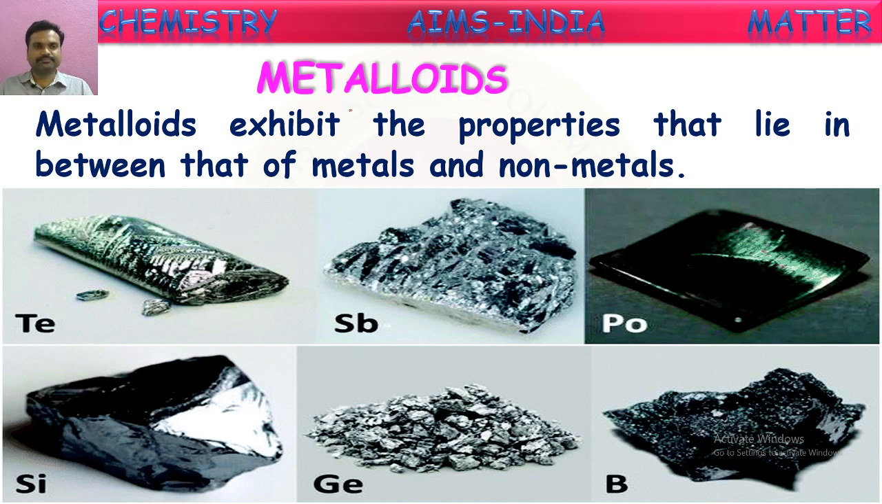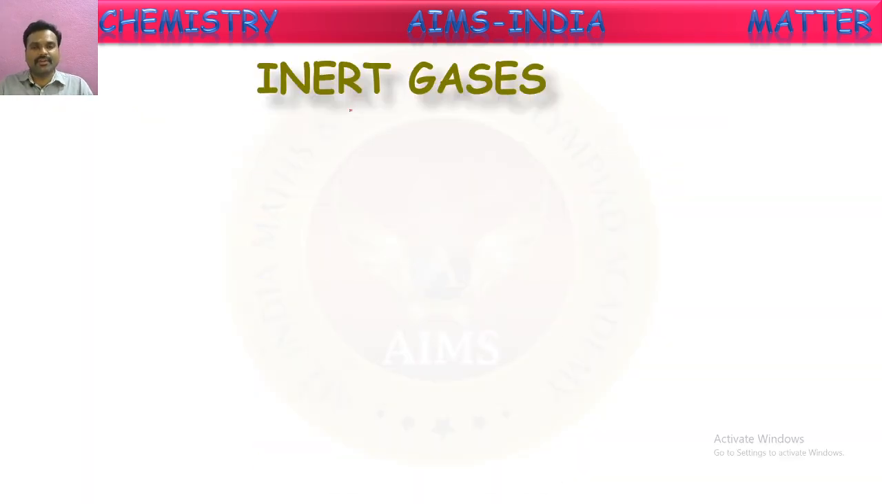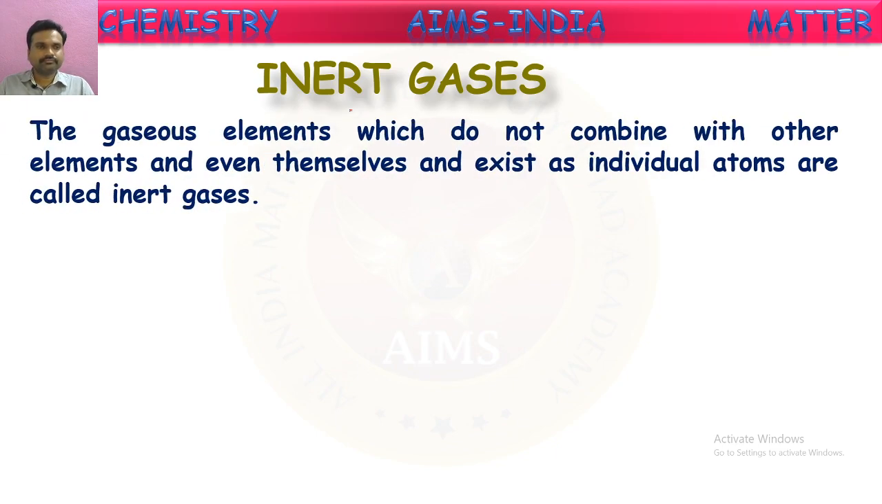Okay, children. Next, the fourth category of elements, inert gases or noble gases, are also called stable gases. The gaseous elements which do not combine with other elements and even themselves and exist as individual atoms are called inert gases. Yes, these elements are not at all participating in the chemical reactions. They won't combine with any other elements and even they won't combine themselves also. They will always be in the free form, in the atomic form. Each and every atom will be individual. Such kind of elements are called inert gases or noble gases.